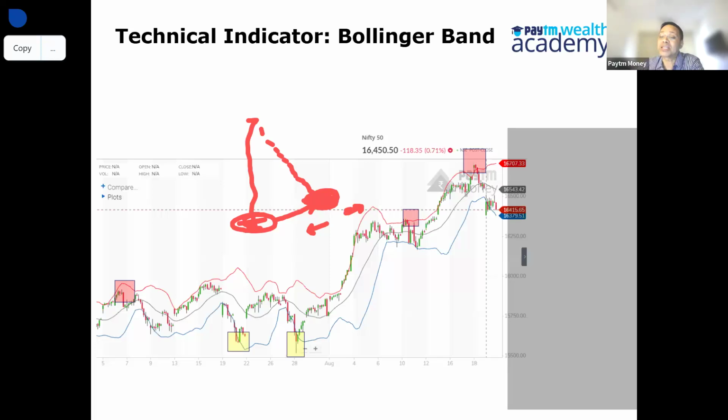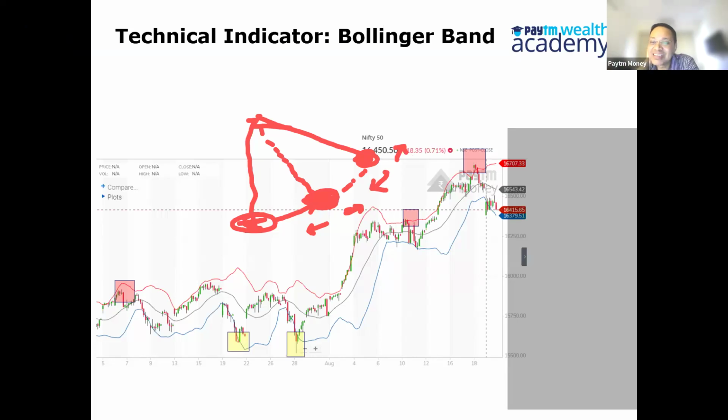है ना? वो आगे भी जा सकता है. Now pendulum और थोड़ा आगे चला गया, यहां पे चला गया. Now the moment pendulum goes here, the probability of reversal increases and the probability of going further decreases. Yes or no? है ना?